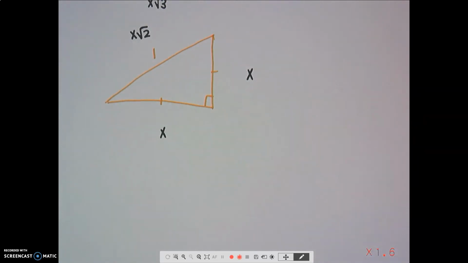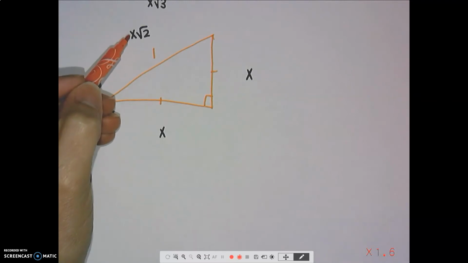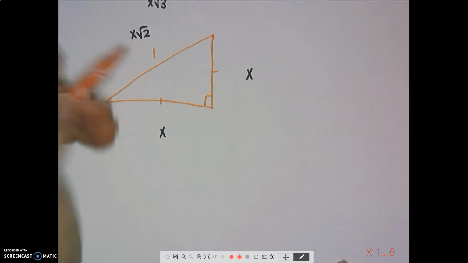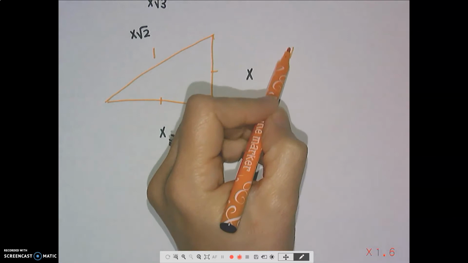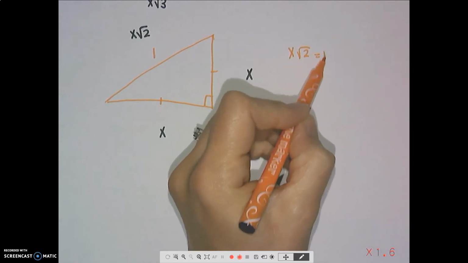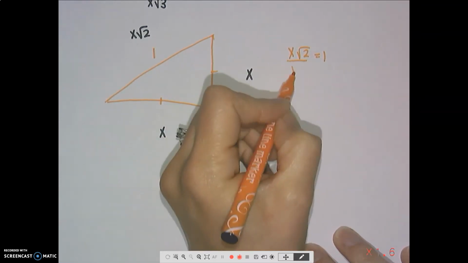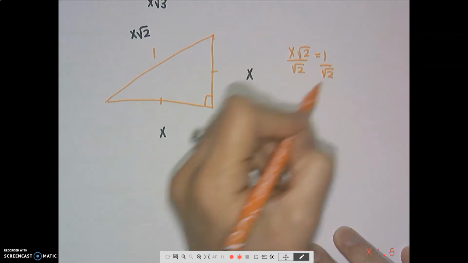So if we are at the hypotenuse, and that is 1, we have to look at this formula, x radical 2 equals 1, and we have to solve that to get x. So we're going to divide by radical 2 on both sides.